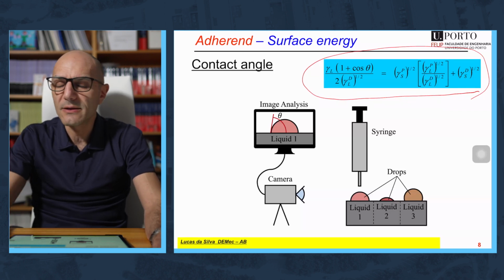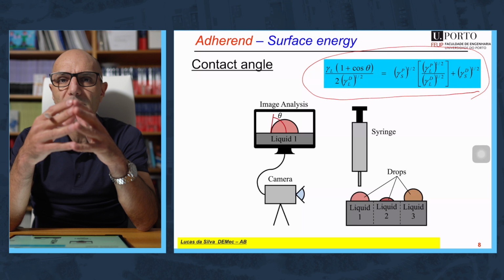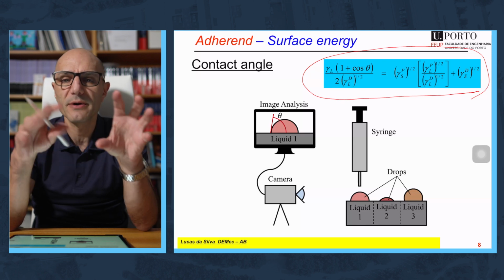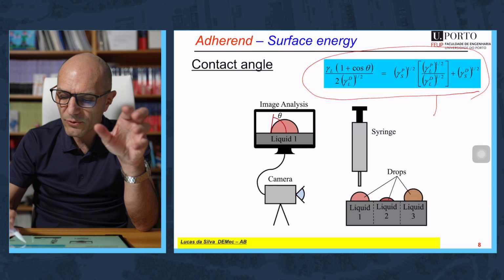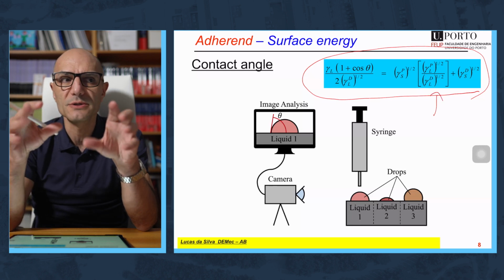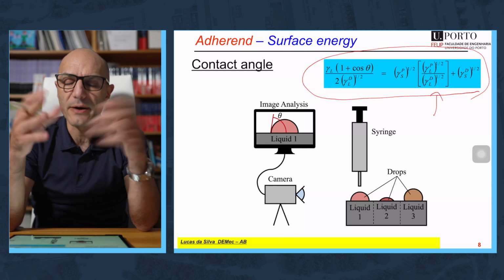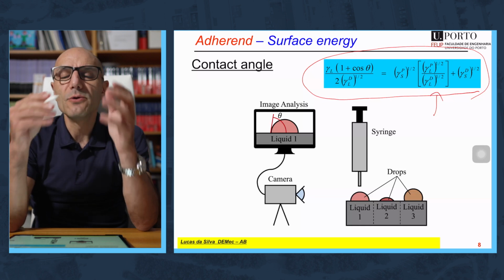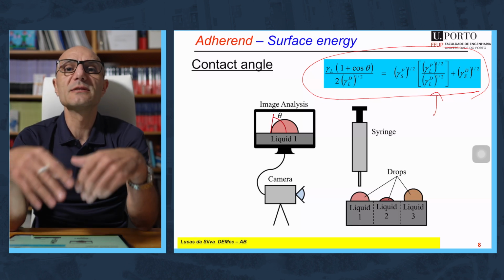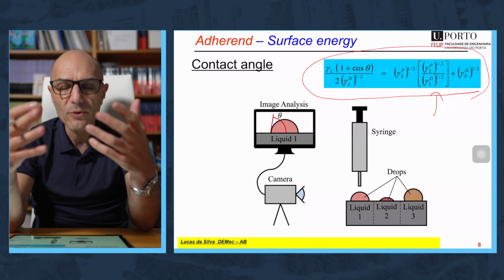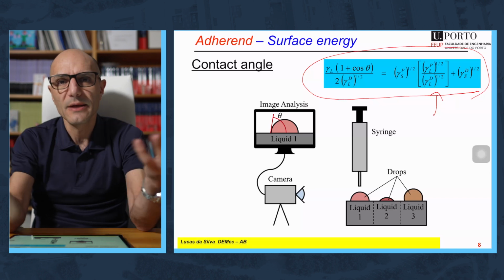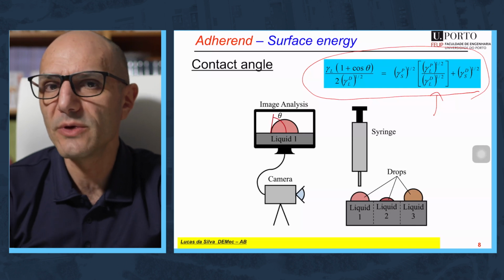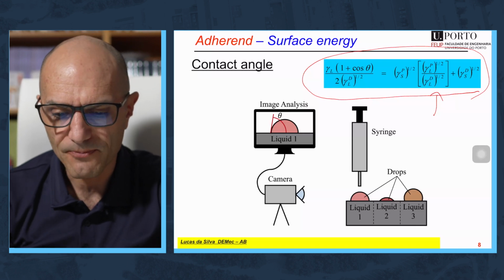If you take again that equation and you express the surface energy in two components, the polar and the dispersive, then you are left with one equation with two unknowns, which is the polar and the dispersive component. That's why, to solve this equation, you need to measure the contact angle of at least two liquids, so that you have two equations for two unknowns. That's how it's done in practice. In general, we use more than two, we use at least three liquids.